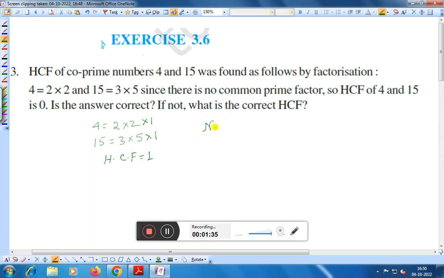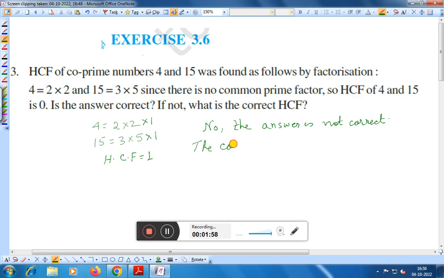No, the answer is not correct. And what is the correct HCF? The correct HCF is 1.